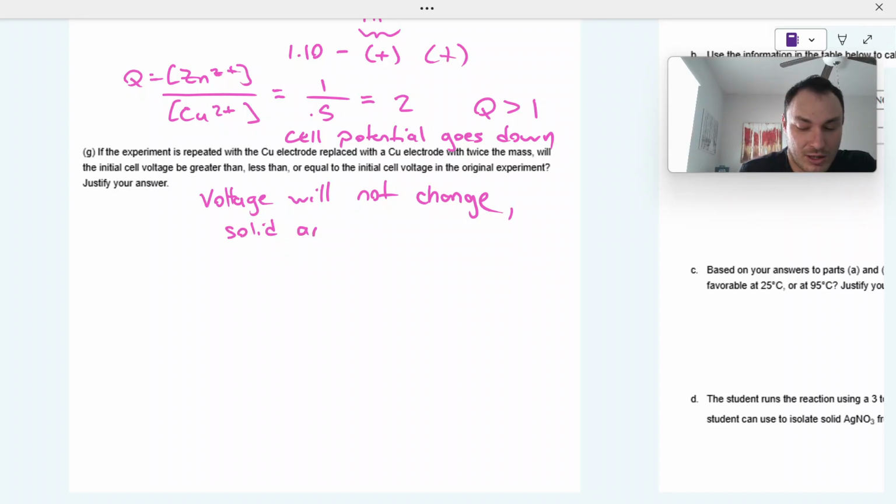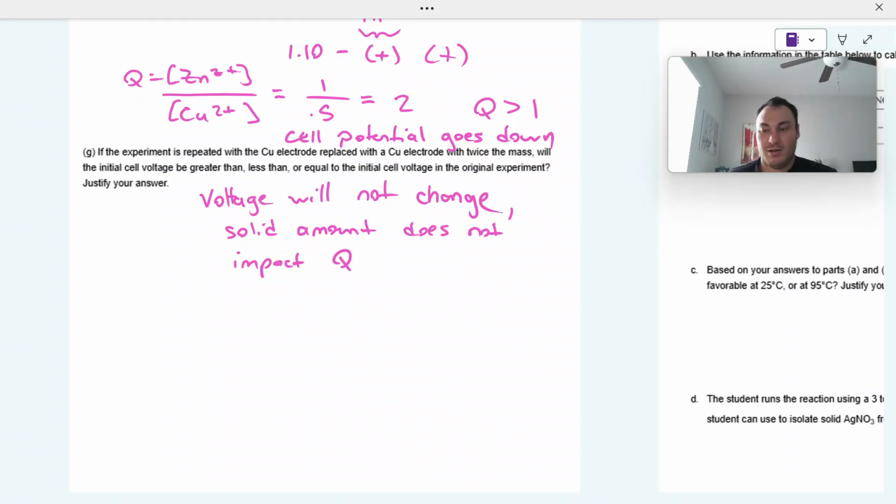The solid amount does not impact the Q. The only time the solid will impact the voltage is if we run out of solid or we don't have a solid there. Then the battery just doesn't operate and the voltage is 0.